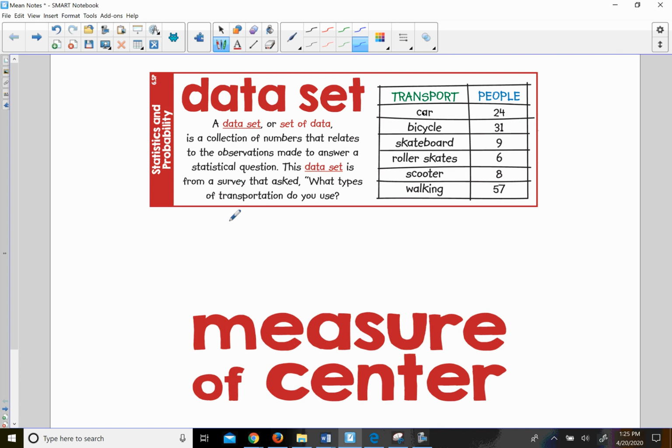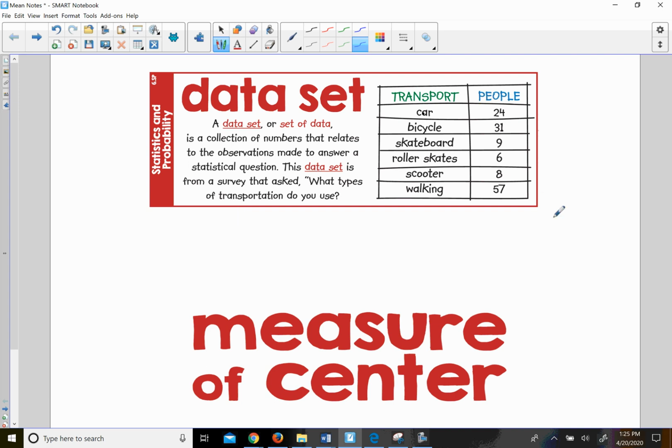When we get back to school, I could survey my homeroom and say, how many siblings do you have? And get answers from each kid in my homeroom. Or maybe I could stand in the cafeteria and as kids come in for lunch, I can say, how many siblings do you have? Or what's your shoe size? I can ask them questions and they're going to give me an answer and I can get a set of data.